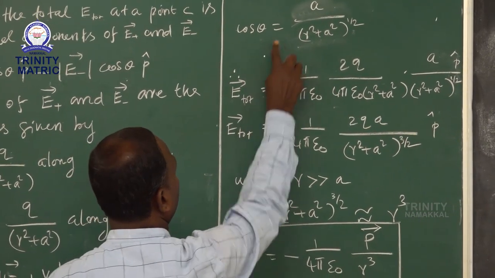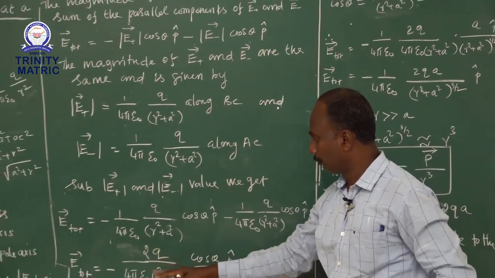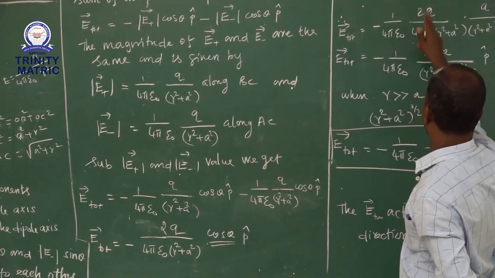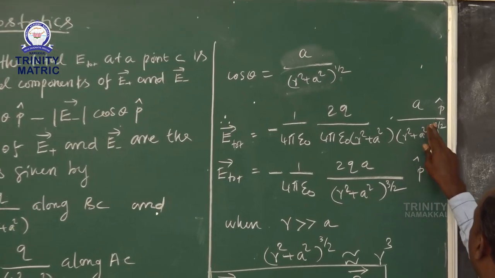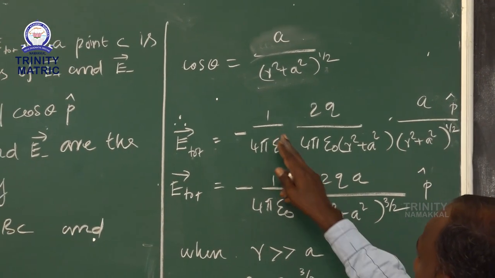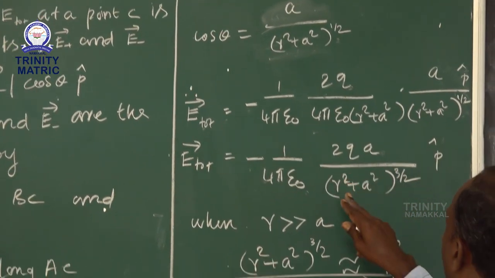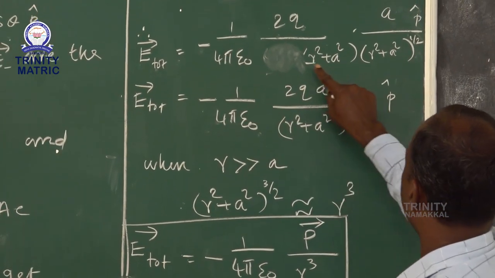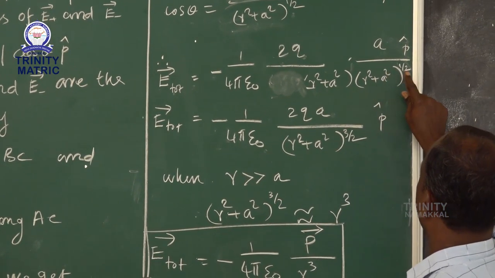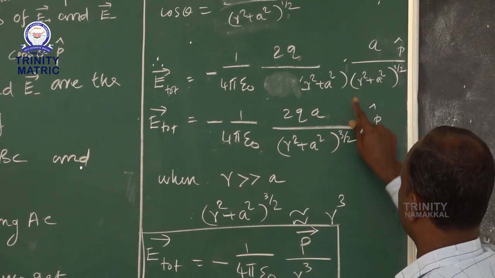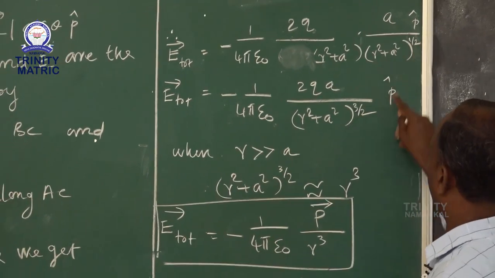So E total is equal to, substituting the cos theta value, minus 2Q by 4 pi epsilon naught R square plus A square, and cos theta value A by R square plus A square power 1 by 2, P cap. Now the same value: minus 1 by 4 pi epsilon naught 2QA by R square plus A square power 1, and here R square plus A square power 1 by 2. So combining this, the equation becomes R square plus A square power 3 by 2, P cap.